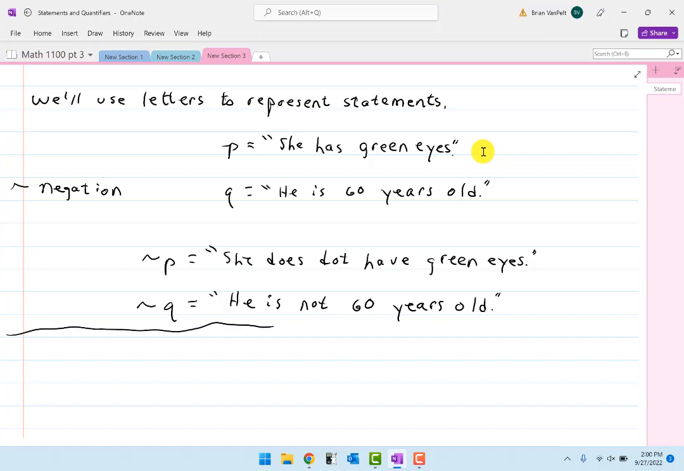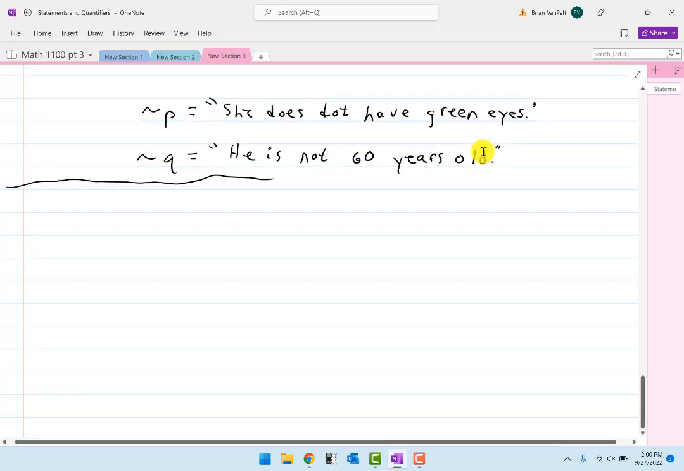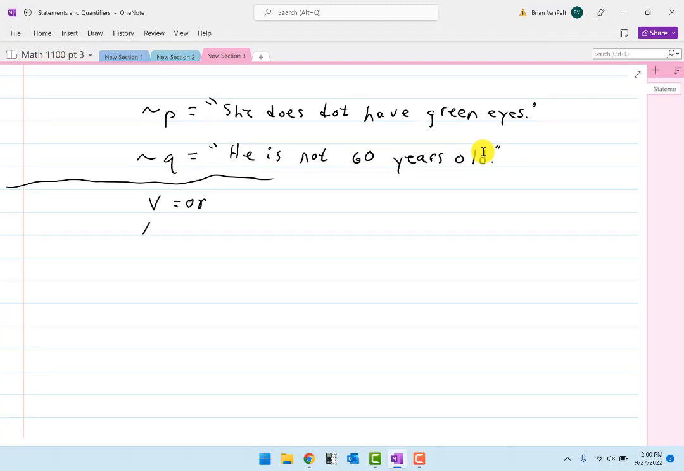We have other symbols that we use. For example, we have a V shape, which means the word or. And then we have an upside down V shape, which means the word and. Remember, or has the same feeling and meaning as we used when we were doing the union, and and has the same meaning and feeling as when we were doing intersections. So keep that in mind as we go through these problems.